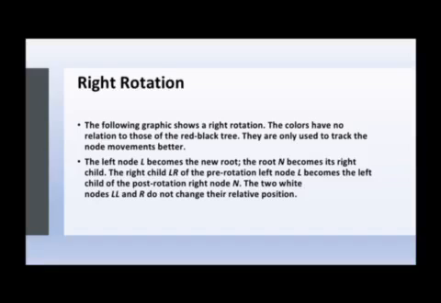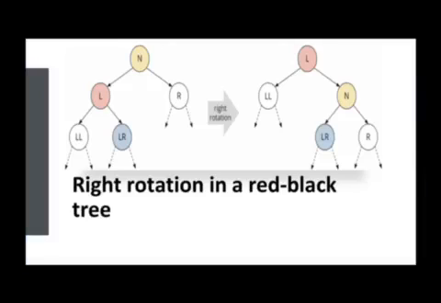Right rotation. The following graphics show a right rotation. The colors have no relation to those of the red-black tree. They are only used to track the node movements better. The left node L becomes the new root. The root N becomes its right child. The right child LR of the pre-rotation left node L becomes the left child of the post-rotation right node N. The two white nodes LL and R do not change their relative position. This is the right rotation in a red-black tree.